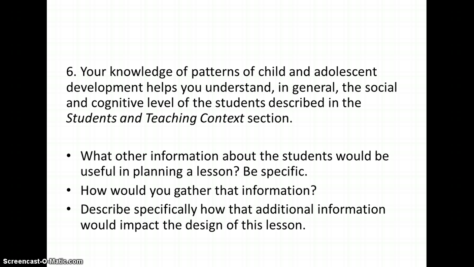For a 3, you would need to provide much more detail. For a 3, you would need to identify specific additional information about the students that would be useful in planning this specific lesson. And when it says this specific lesson, it's referring to the lesson plan that you're given on exam day. It also says that you would describe in detail how you'd gather additional information, and you want to be very specific about that as well. And again, I recommend that you draw on experiences that you've gained while in student teaching.